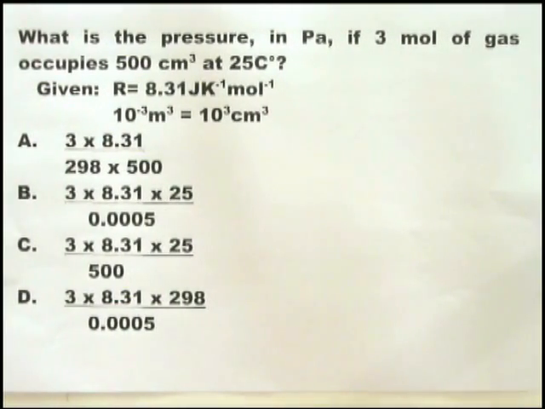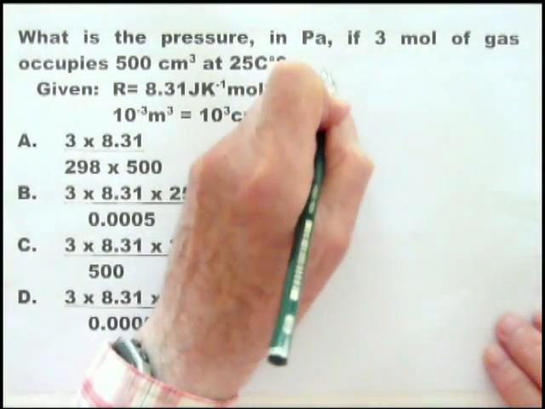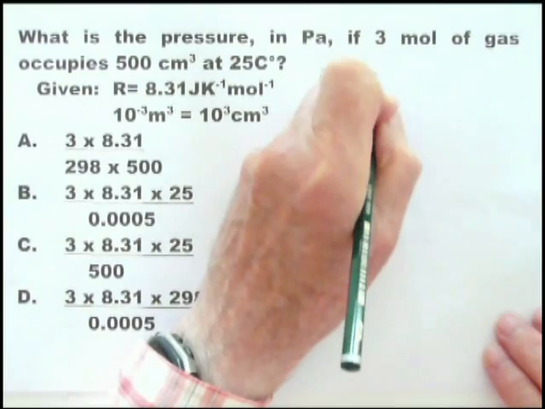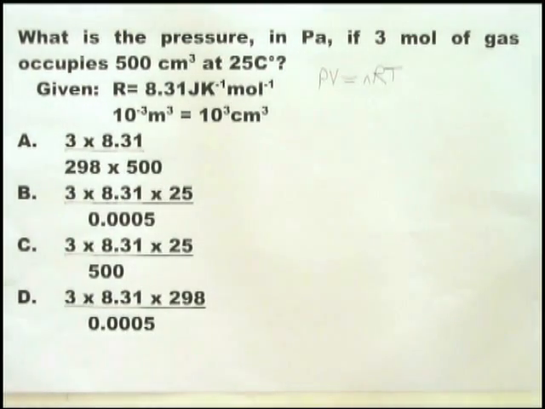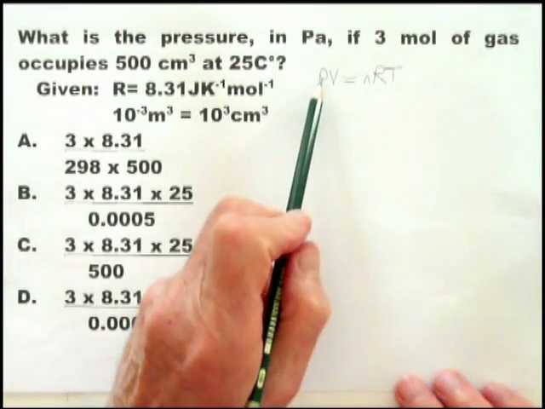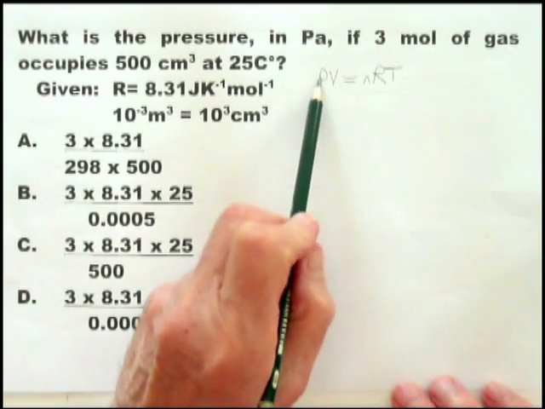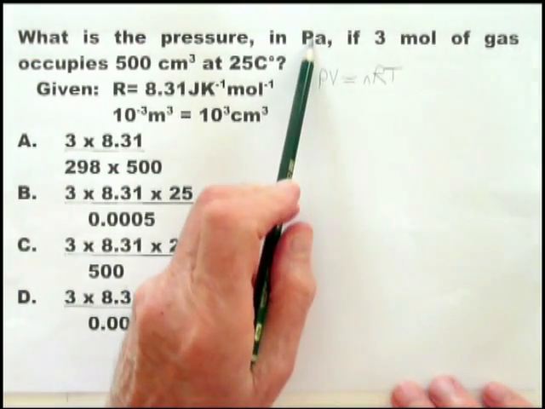As soon as you see a gas, pressure, volume, temperature in any question, immediately think of the equation PV equals nRT, where P is pressure, V is volume, n is number of moles, R is the gas constant, and T is temperature. So, first of all, P. Generally in this equation, P is in pascals, that's fine.